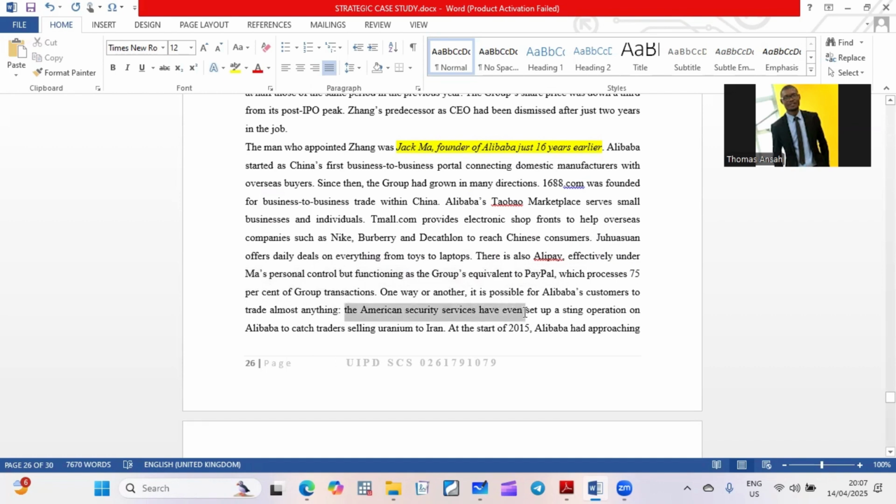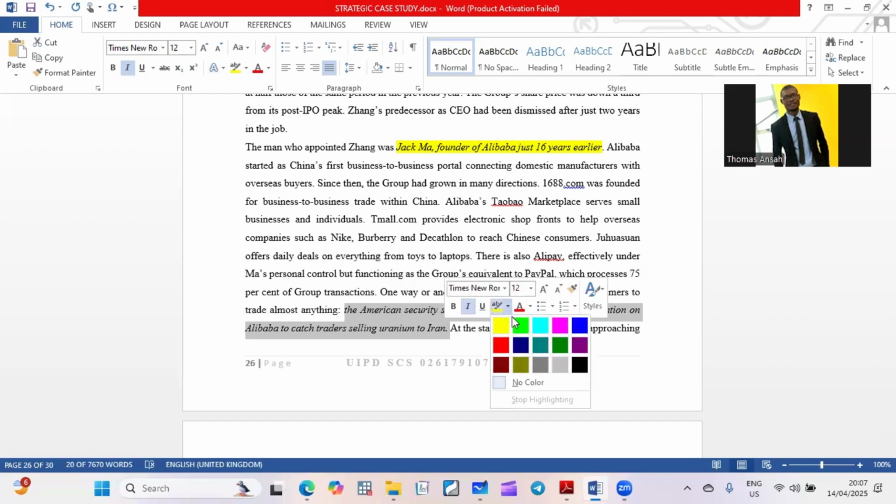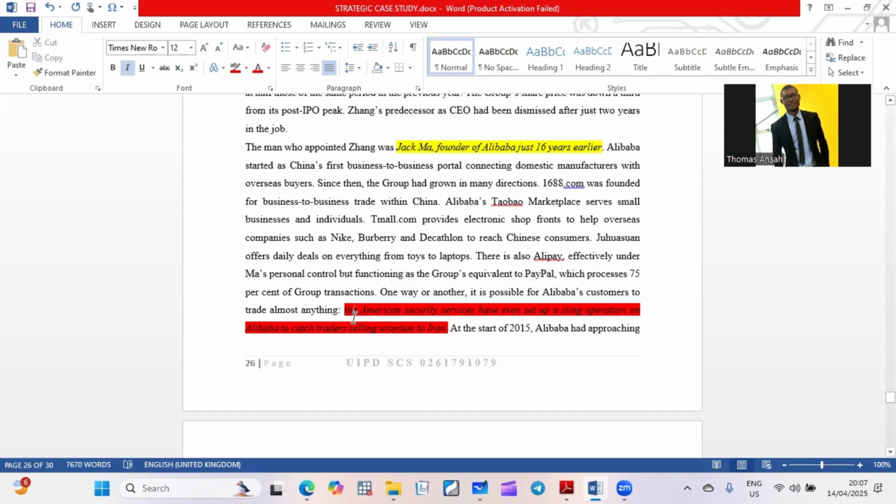The American Security Service has even set up a sting operation on Alibaba to catch traders selling this. Guys, this one I like should be highlighted. Were you able to see that? Yes, sir. Where did you categorize this one? The legal. You categorize it under legal. Yes, legal. All right. We will come to that.